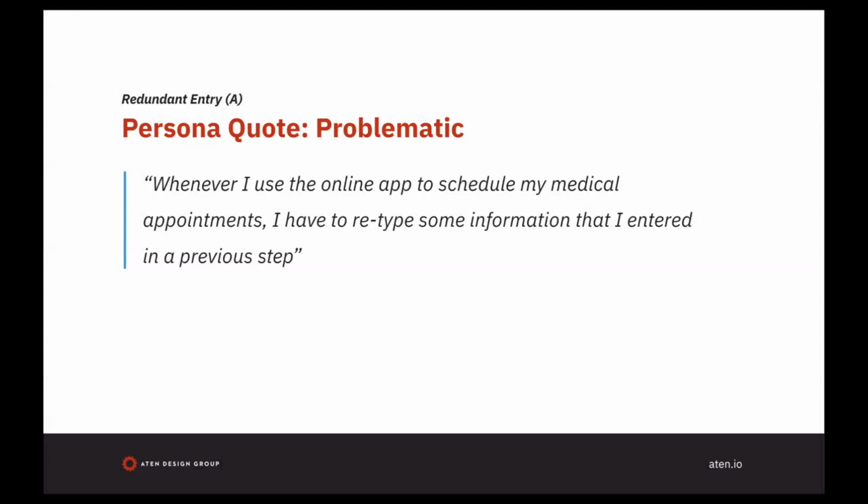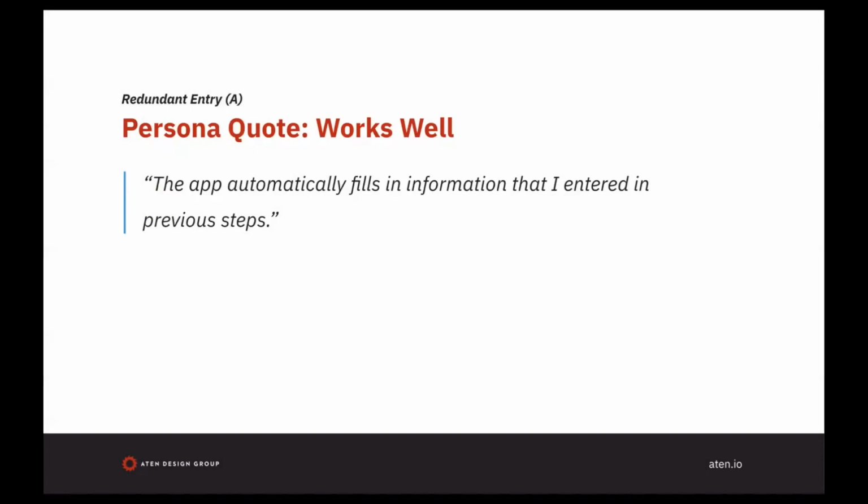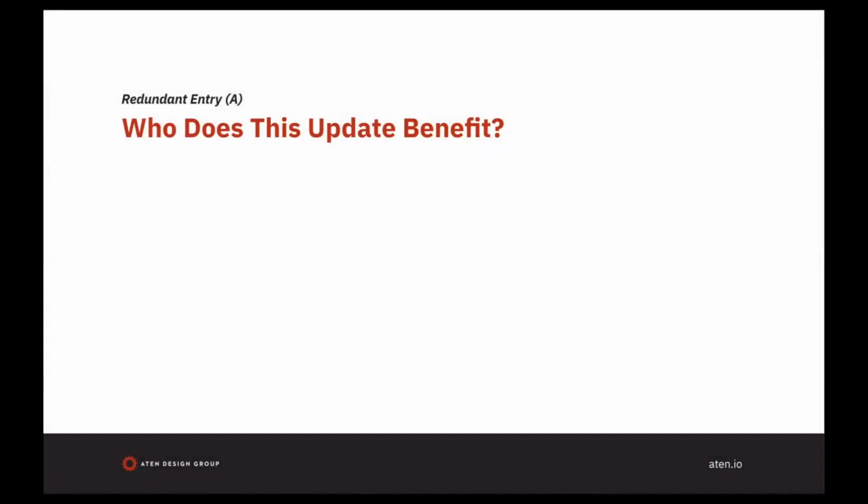And so a quote that we may hear that could be problematic is, whenever I use the online app to schedule my medical appointments, I have to retype some of the information that I entered in a previous step. And of course, we would prefer to hear something like, the app automatically fills in information that I entered in the previous steps. So who does this update benefit? Well, it could be users with cognitive impairments who experience short-term memory difficulties and not having to repeatedly remember particular information, which reduces stress and the likelihood of mistakes.